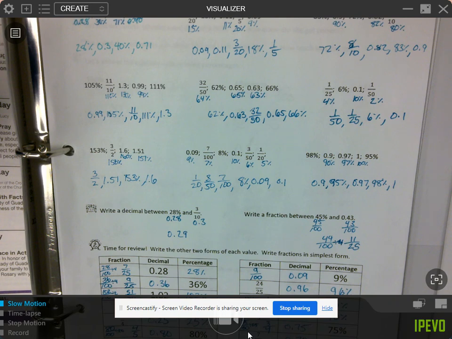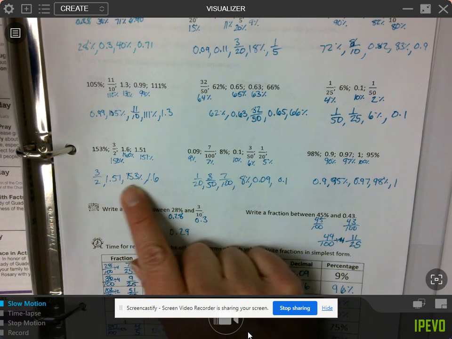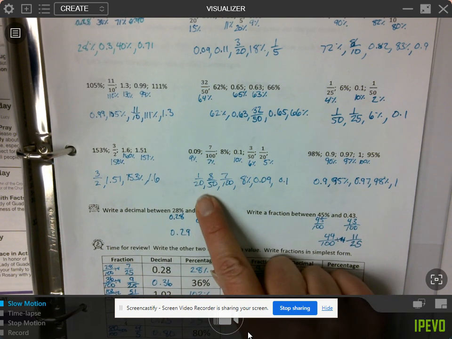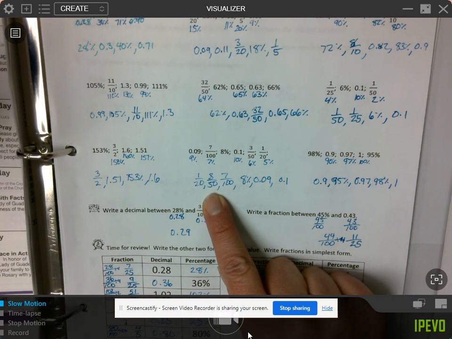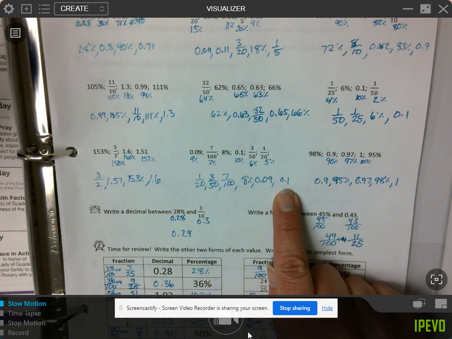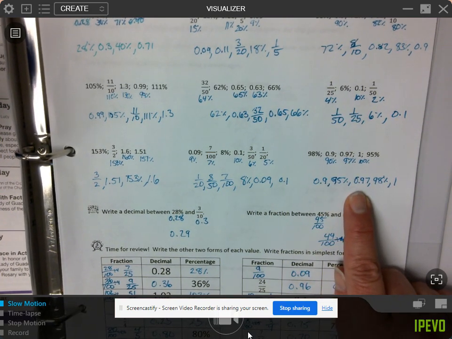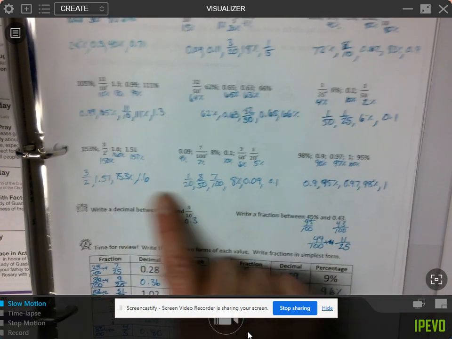Yeah. Good. All right, the bottom row, 3/2, 1.51, 15.3, no, sorry, 153%, 1.6. Then we have 1/20, 8/50, there should not be talking. 1/20, 3/50, 700, 8%, 0.09, and 0.1. We have 0.9, 95%, 0.97, 98%, and 1. Any questions on that bottom row?